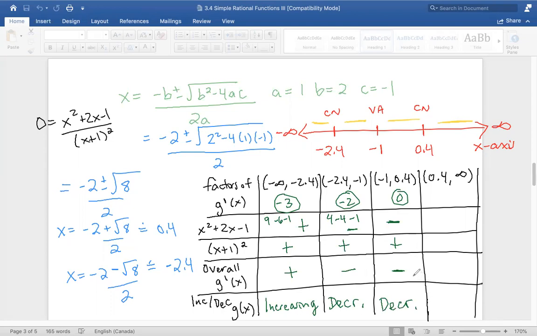And then we have anything bigger than 0.4. So 1, you could pick 2. 1 squared is 1 plus 2 times 1 minus 1. So that would still be a 2. That would be positive. A 1 plus 1, 2 squared would be positive. So positive divided by a positive, and I am increasing over this interval.